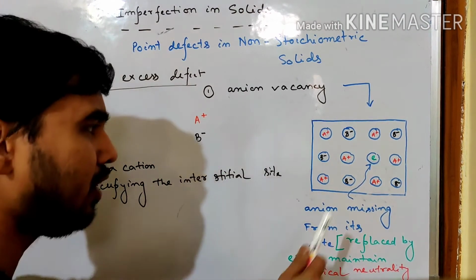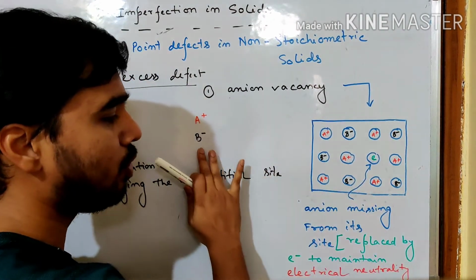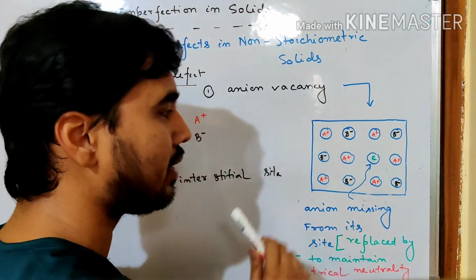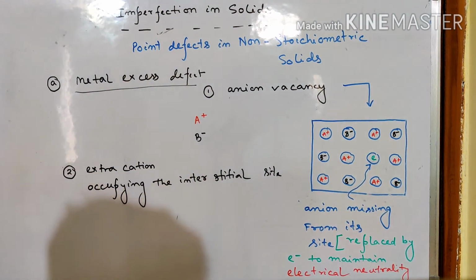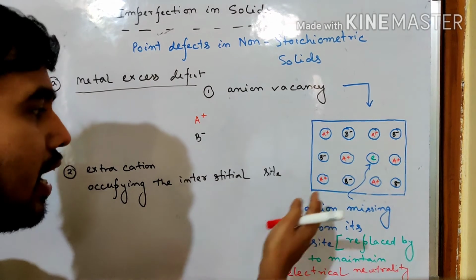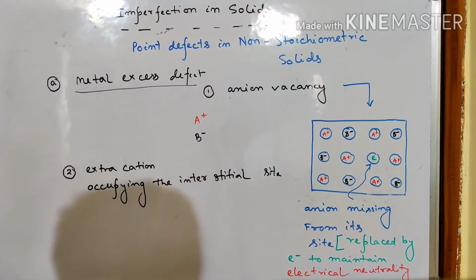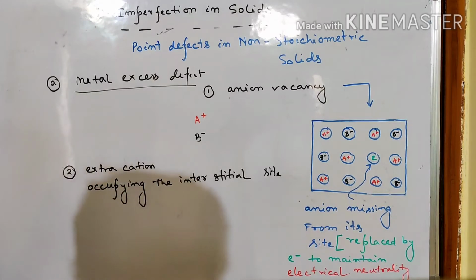So one anion will be missing from its site and it will be replaced by the electron just to maintain the electrical neutrality. So first you write it down, then on this diagram only we are going to discuss the interstitial site. Pause the video and write it down.